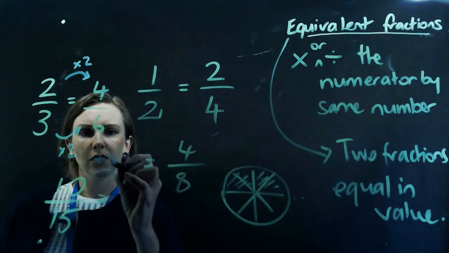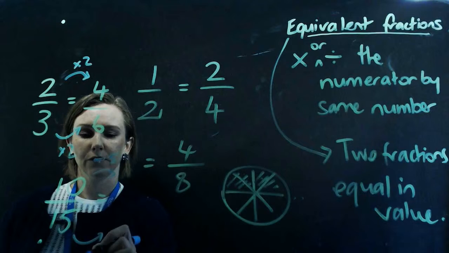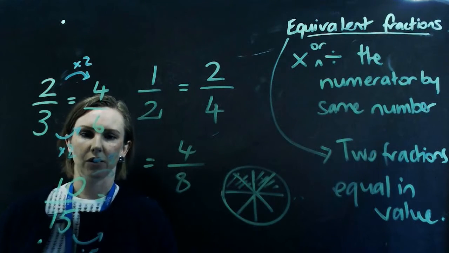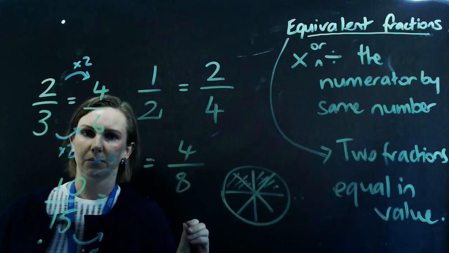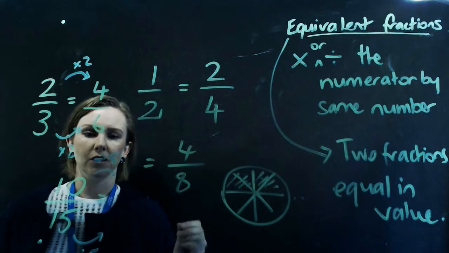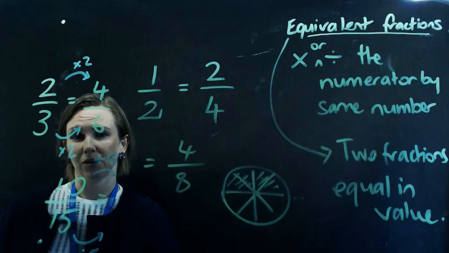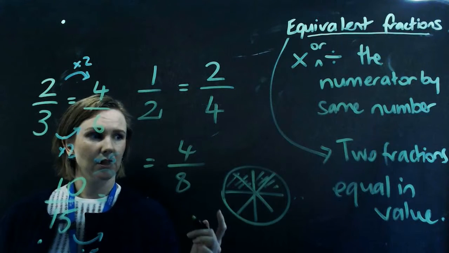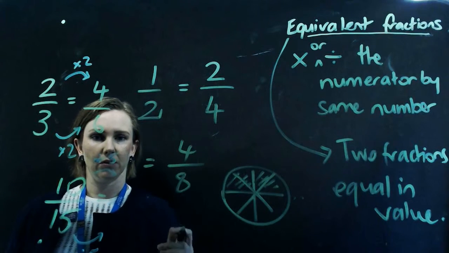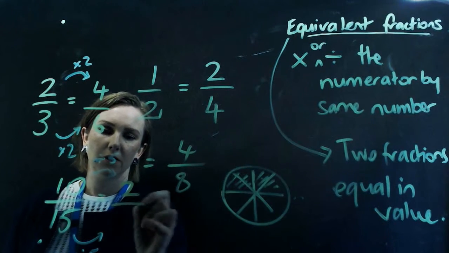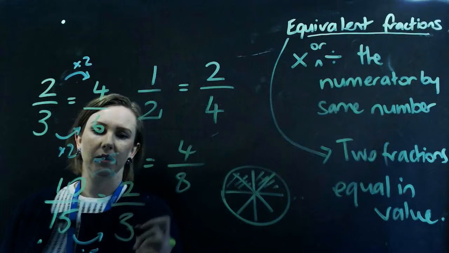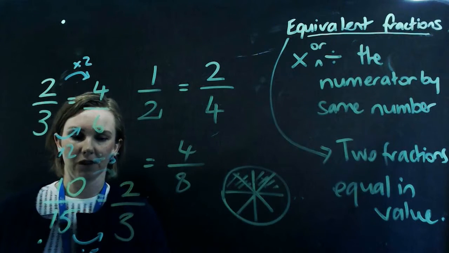So if I was to divide by 5, because I know both numbers divide by 5. If you find that only one number divides by the number you've chosen and not the other, then you can't use that number. You have to choose a different one, because what is done to the top has to be done to the bottom. 10 divided by 5 is 2, 15 divided by 5 is 3. And just by chance, I've come up with my original fraction.